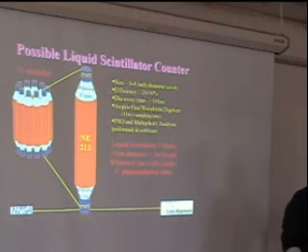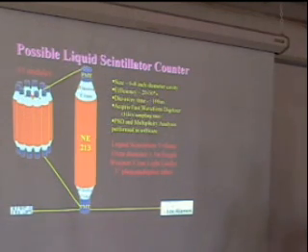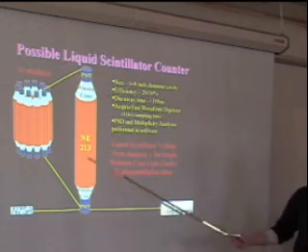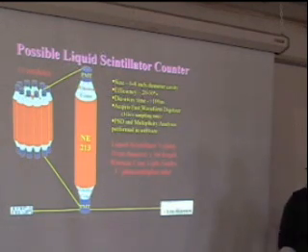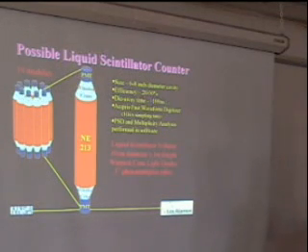What's NE213? Is that the name of the liquid? That's the liquid scintillator. It's BC501 if you get it from Vicon, and it's the same thing. I don't know what it stands for. But I think it's pretty much boron.